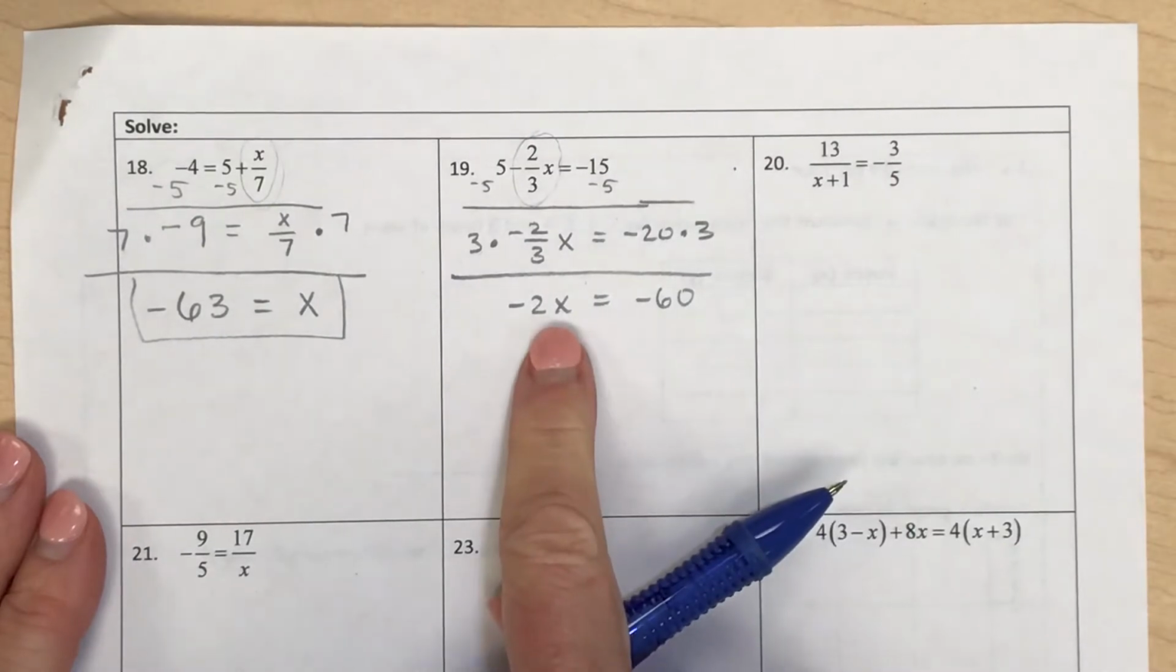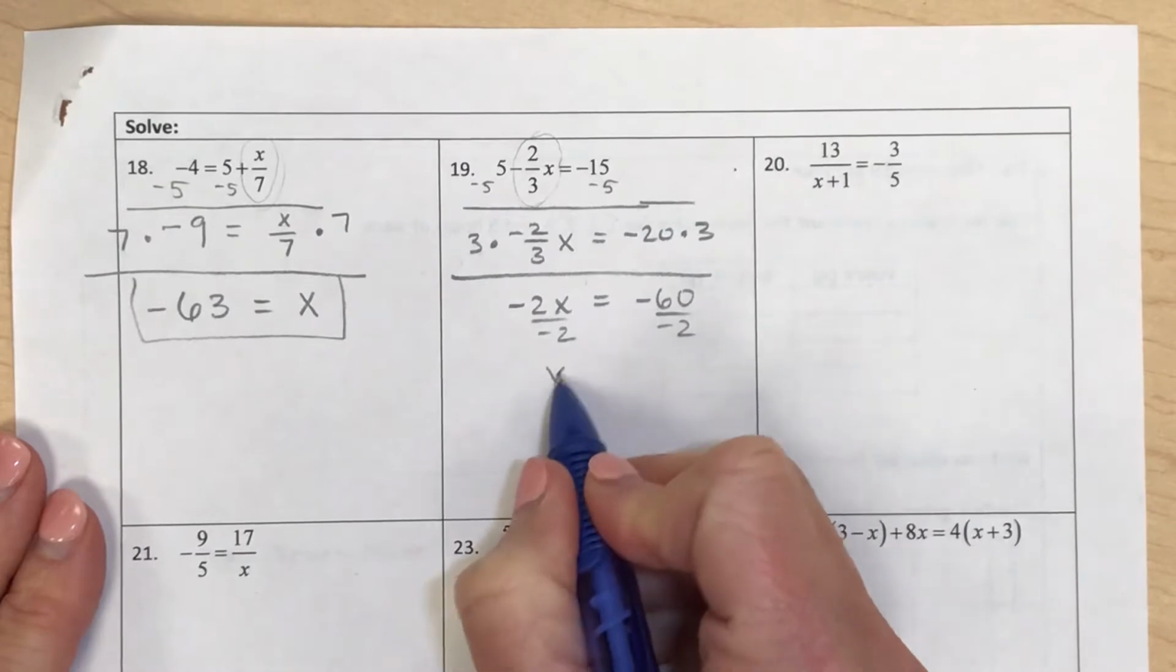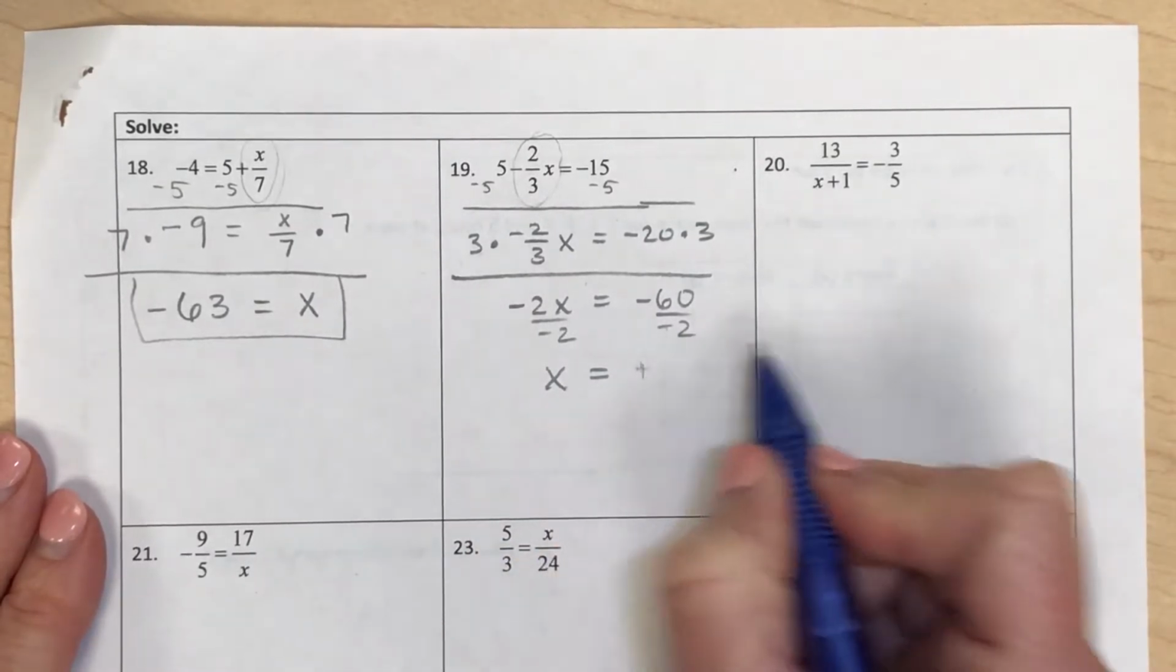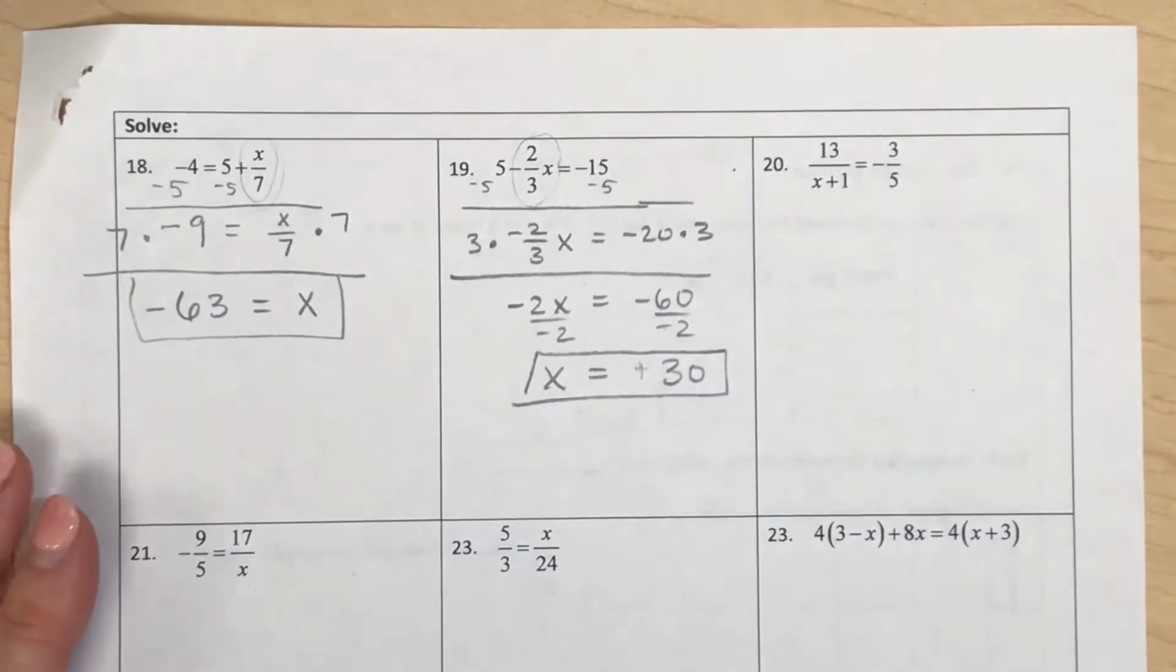Now if I have negative 2 times x, now I'm going to divide by negative 2. And a negative divided by a negative will make this a positive. And half of 60 is 30. Okay, so there's number 19.